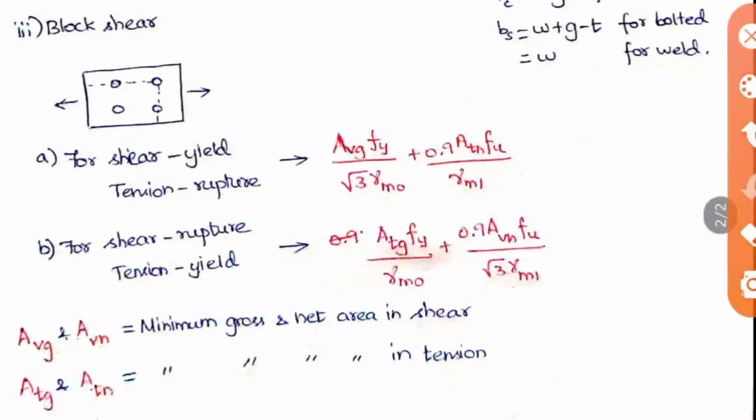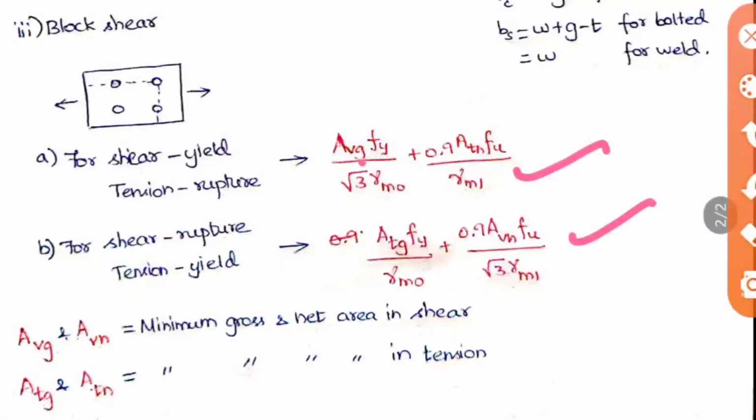Here we can separate it into two cases. In one, the shear is tending to yield and tension is tending to rupture. Just the yield happens in the shear line, and along the tension line the rupture happens. And the inverse case is that in the shear line the rupture happens, and in the tension line just yield happens. Okay, so there are two different formulas for this. You can go through the formula here, Avg Fy by root 3 gamma M0 and so on, and similarly the next formula, only this root 3 will come in a different place.